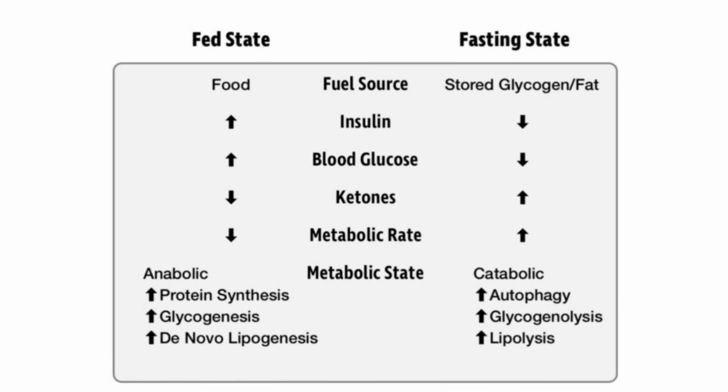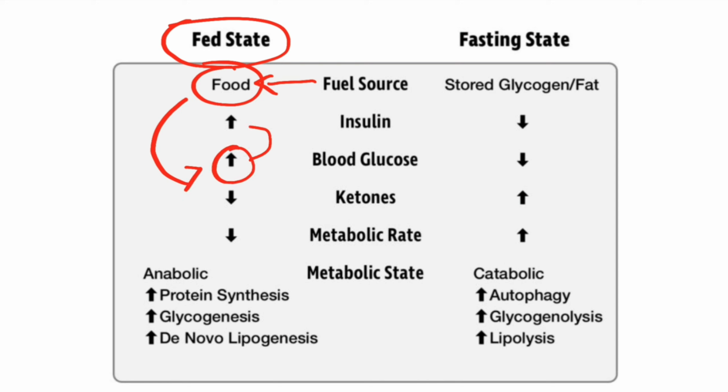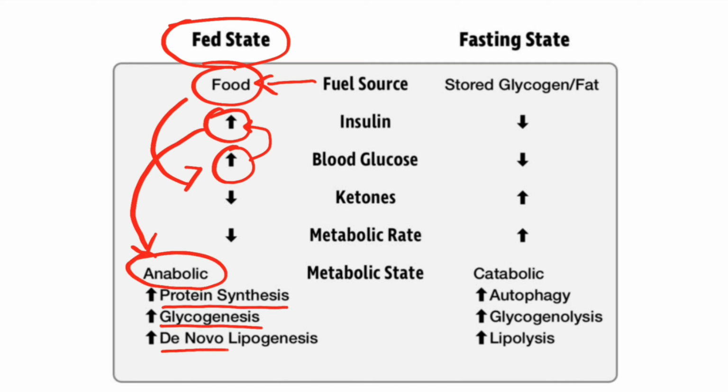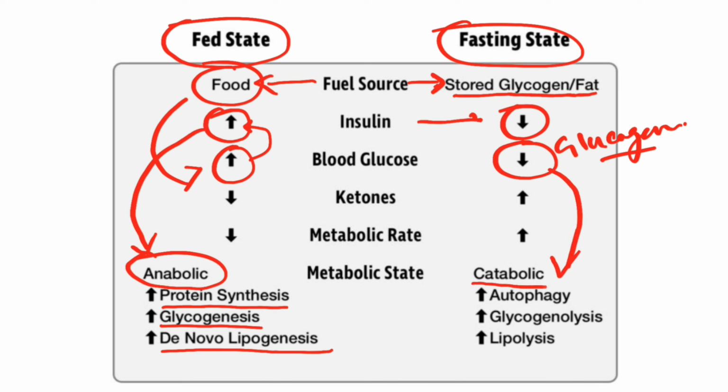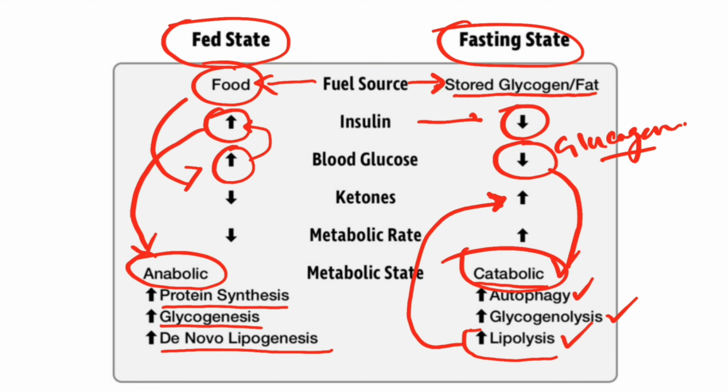So as a summary, in the fed state, the main fuel source is food. After eating, the blood glucose will rise, and this will lead to insulin release. And this insulin will cause all the anabolic processes like protein synthesis, glycogenesis, and de novo lipogenesis. Whereas in the fasting state, blood glucose falls, and the main fuel source is actually stored glycogen or fat. So this will lead to release of glucagon, and it will shut off the insulin system. This glucagon will lead to catabolic processes like autophagy, glycogenolysis, lipolysis, etc. And this lipolysis will also convert free fatty acid to ketones.